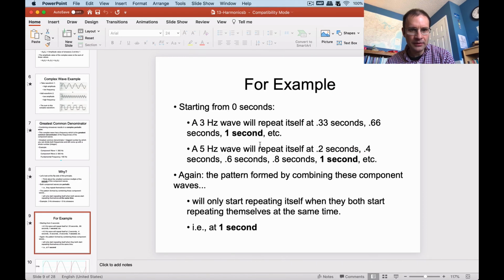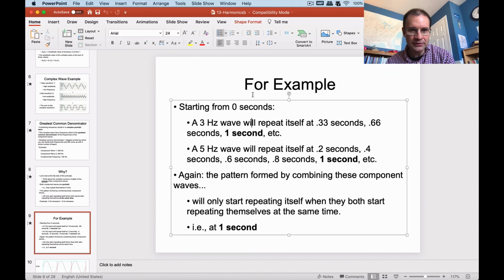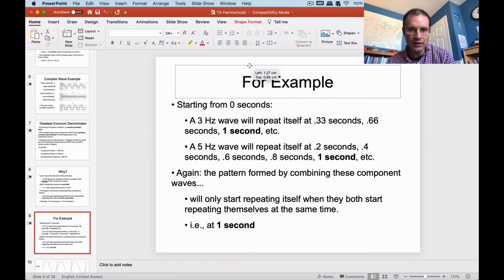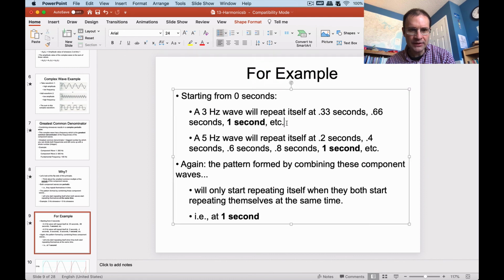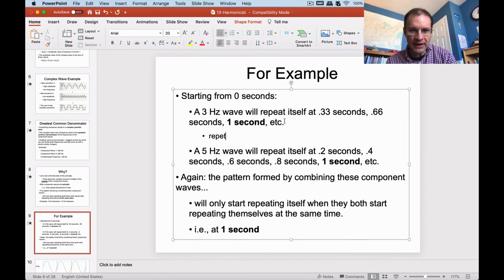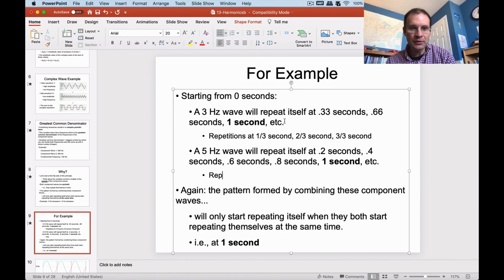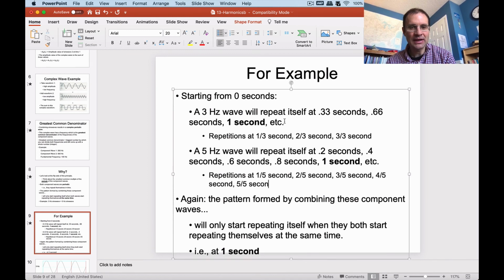So there's another way I can walk you through this, which is the way I normally do it in class as well. So this is repetitions at 1/3 of a second, 2/3 of a second, 3/3 of a second, right? Which is how we get 1 second. So it starts at 0, then at 1/3, 2/3, 3/3, so on and so forth. And then here we get repetitions at 1/5 of a second, 2/5 of a second, 3/5 of a second, 4/5 of a second, and then finally at 5/5 of a second, which is that 1 second.